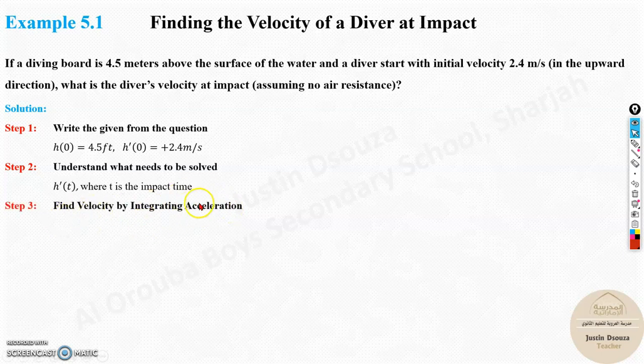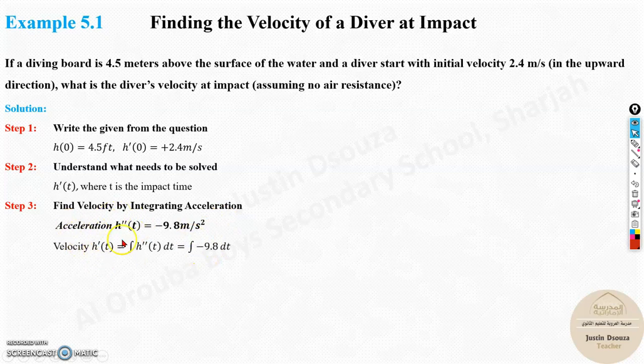Now we find the velocity by integrating acceleration. I hope you all know what the acceleration is over here. Position is h, velocity is the derivative of it, h dash, and acceleration is the double derivative, h double dash. Acceleration due to gravity is negative 9.8 meters per second squared. We have already used this before. If you have forgotten, no worries. Minus because it acts downwards, and this is a constant 9.8 meters per second squared.